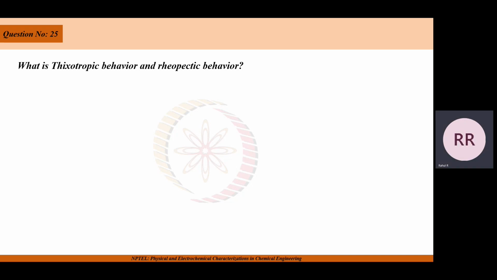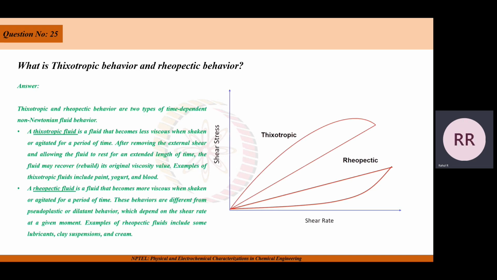Okay, now let's discuss the answer. The question was what are thixotropic behavior and rheopectic behavior? So a thixotropic fluid is a kind of fluid that becomes less viscous when it is shaken or agitated for a long period of time. After removing the external shear and allowing the fluid to rest for an extended length of time, the fluid may recover its original viscosity. Examples of thixotropic fluids are paint, yogurt, blood, etc.